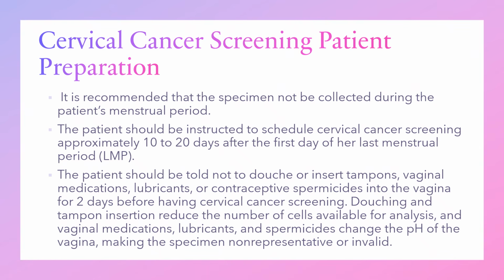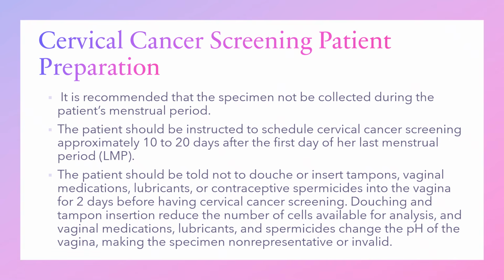We do have some preparation for our patients for this cervical cancer screening. It's recommended that the specimen not be collected during the patient's menstrual period. The patient should be instructed to schedule cervical cancer screening about 10 to 20 days after the first day of her last menstrual period. The patient should be told not to douche or insert tampons, vaginal medications, lubricants, or contraceptive spermicides into the vagina for 2 days before having the cervical cancer screening.